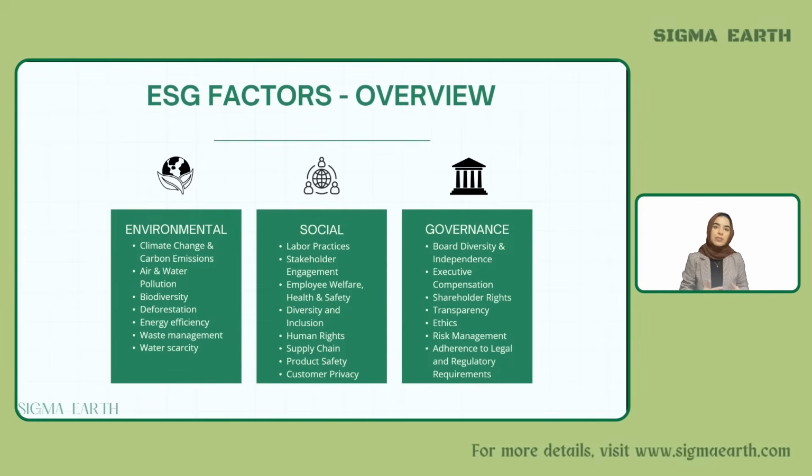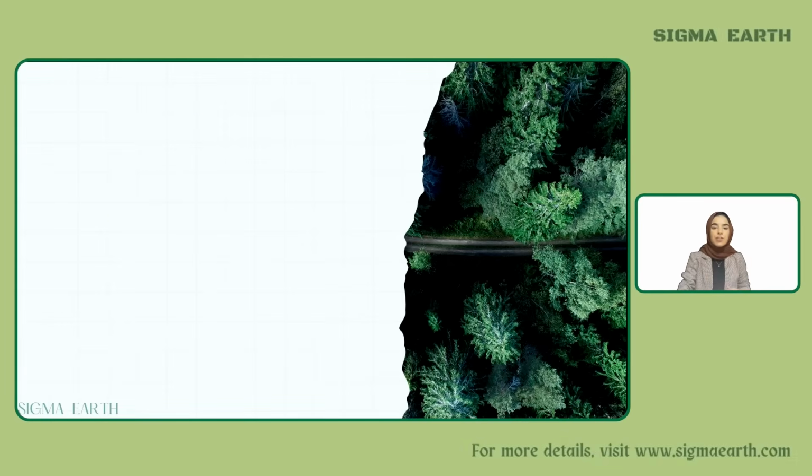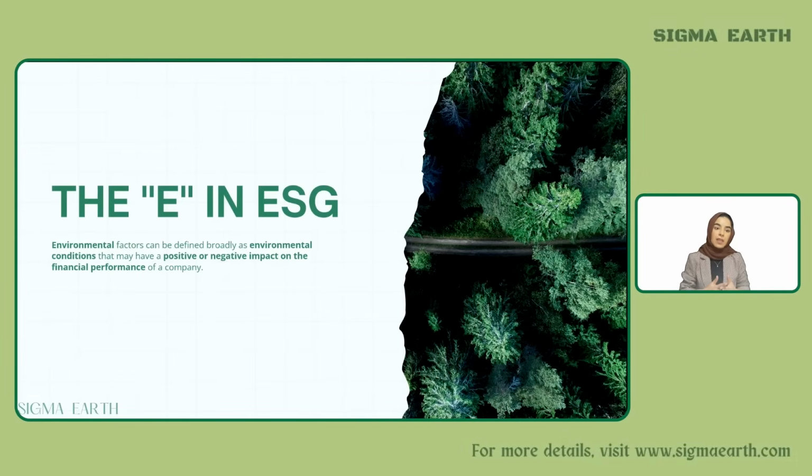Let's dive deeper into the environmental, social, and governance factors. First, we will talk about the E of ESG. The environmental aspect of ESG focuses on how a company interacts with its environment. It is an assessment of the company's environmental footprint, its impacts to the environment, and how it manages its environmental risks. Companies that are rated highly on environmental criteria put importance in risk management of their environmental impacts.